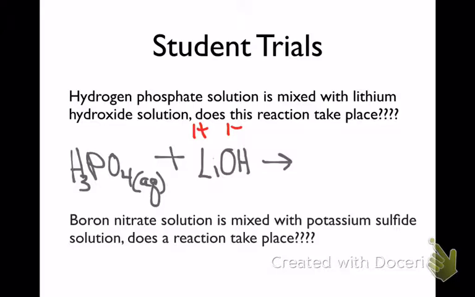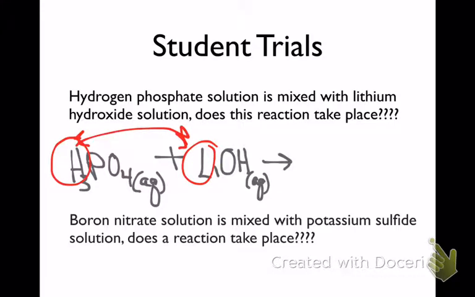Lithium hydroxide. Lithium is 1 plus, group 1. Hydroxide's a polyatomic, 1 minus. We've already got the right formula. It's a solution, AQ, and let's erase the charges. All right, so it looks like the circumstances for a double replacement reaction happening: two ionic compounds. So they're going to trade partners. That means hydrogen and lithium would switch partners. So hydrogen will go hook up with hydroxide.